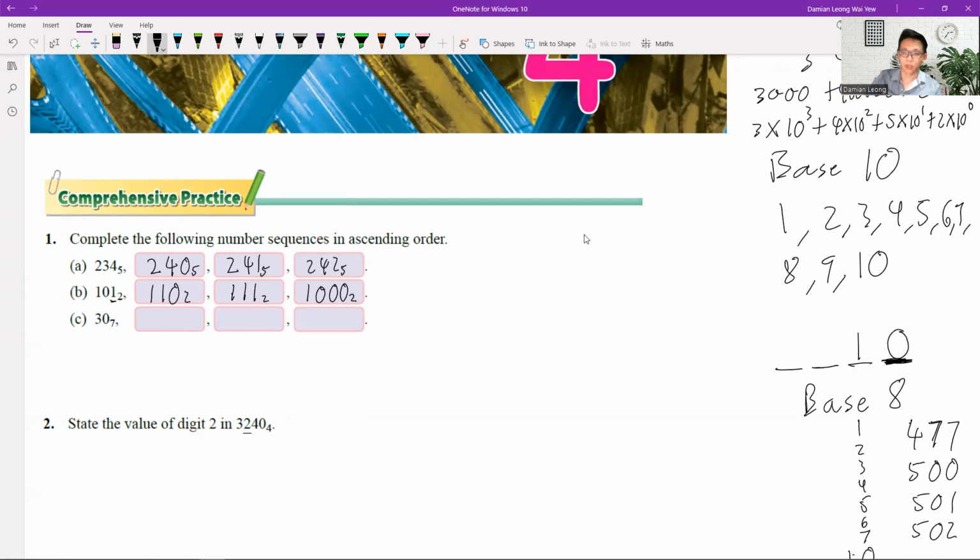This one, part C, is very simple. 30 in base 7. After 30 is 31, 32, then 33.